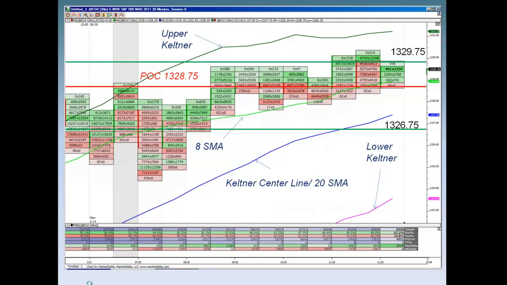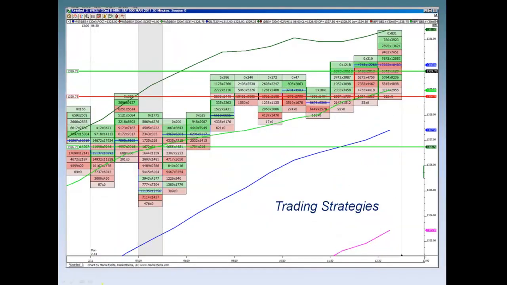So now let's take a look at how all of these things that we've added to our chart actually begin to help us to do two things. One, to identify trading entries, and two, to guide us as to where our targets are and where our stops should be.